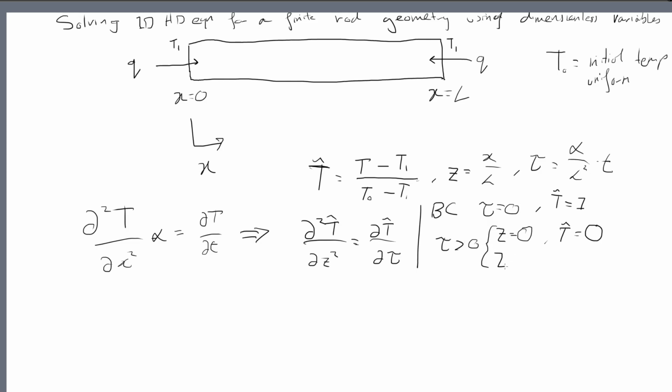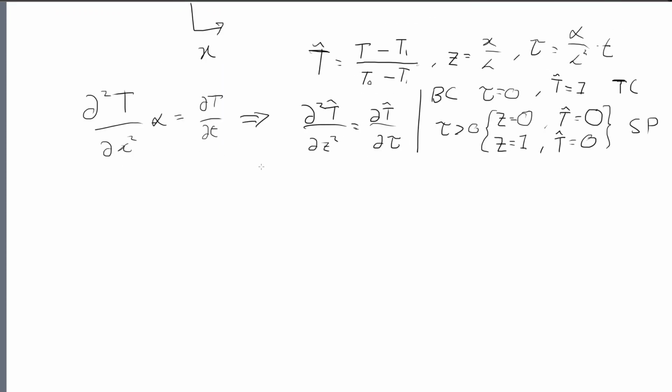And the same thing applies for z equals 1, the end of the rod. We're also going to get T hat equals 0. So here we've got our time condition and our spatial conditions. Now that we've defined these, we're ready to start to solve this differential equation. The method that we're going to use to solve this differential equation is called separation of variables.